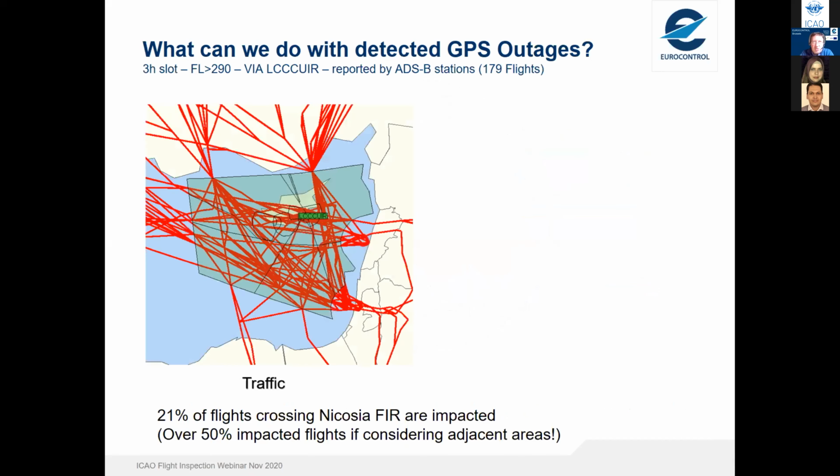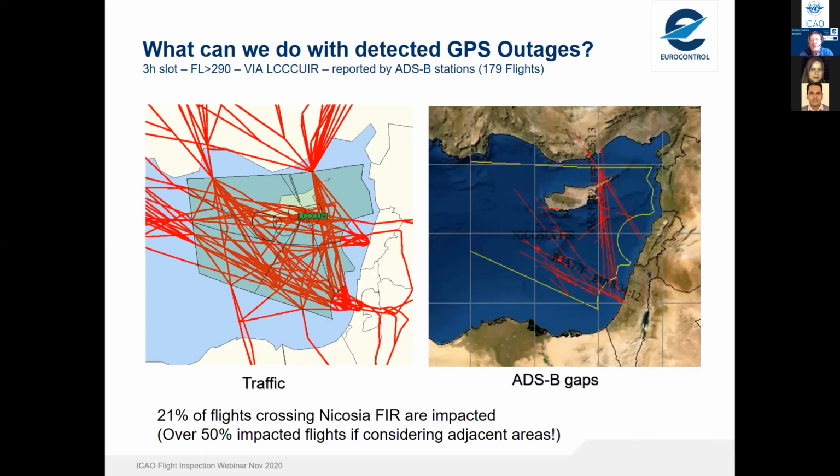What can we do? So this is extending a bit beyond the scope of flight inspection, as we can look at ADS-B track data. And when looking at track data, we can identify gaps in those tracks. So that's when the GPS position was lost, when tracking was stopped, and when it was regained. So the red line is when GPS was out.